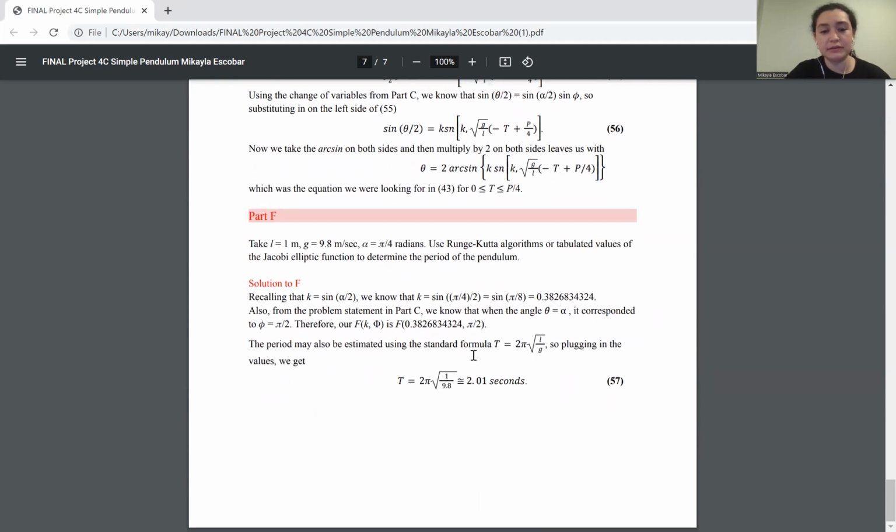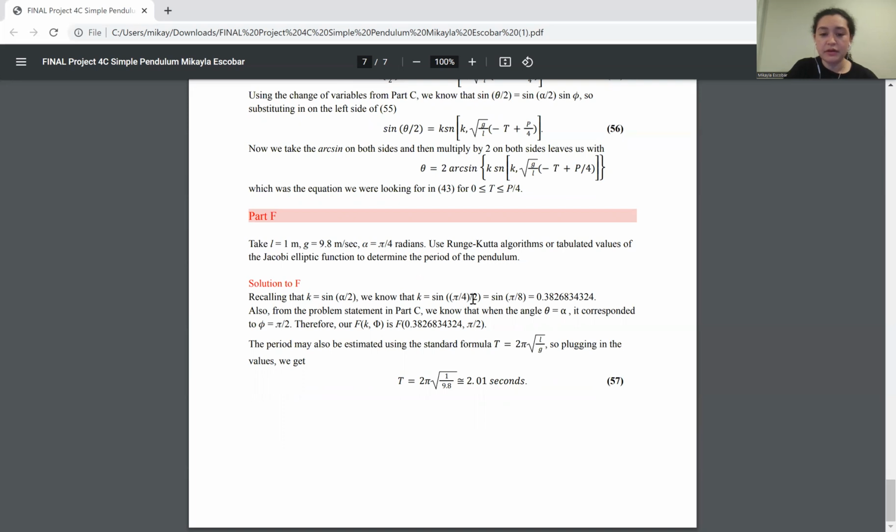Now, finally, part F was a little tricky. We're given that the length is equal to 1 meter, gravity is 9.8 meters per second squared, and α is equal to π/4 radians. We're going to use either Runge-Kutta algorithms or tabulated values of the Jacobi elliptic function to determine the period of the pendulum. So we remember that k is equal to sin(α/2), and we know that α is equal to π/4 as we were given here.